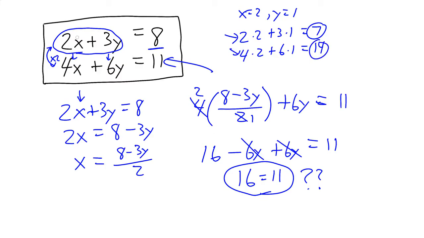So what this means is that if you're telling me 2x plus 3y equals 8, well, I can tell you right now, 4x plus 6y is going to be 16. It can't be anything else. It certainly can't be 11. You can't have 2x plus 3y equaling 8 at the same time you have 4x plus 6y equaling 11. Because 4x plus 6y has got to be double whatever 2x plus 3y is.